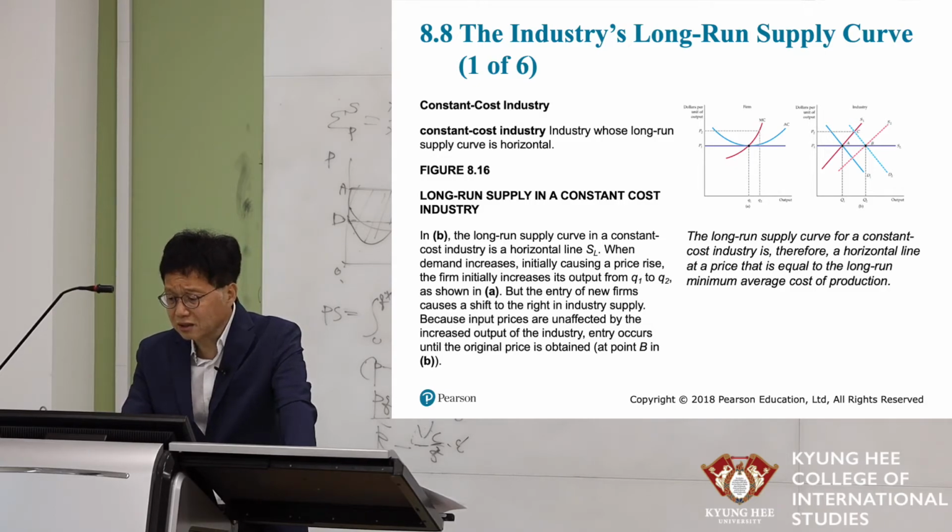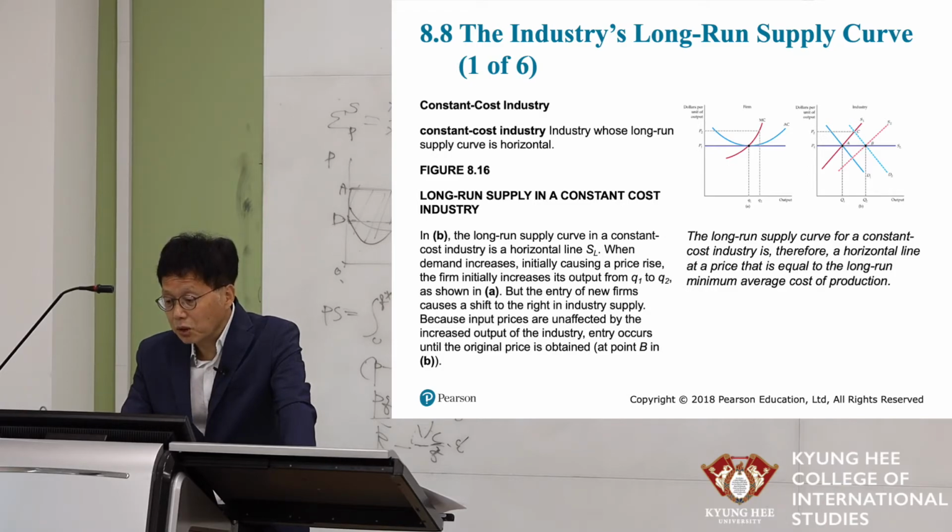When demand increases, initially causing a price rise, the firm initially increases its output from Q1 to Q2. The price was originally like this, right? So the price is P1. Now demand increases like this. Then this demand and the earlier supply curve S1 cross at this point, so the price increases to P2.